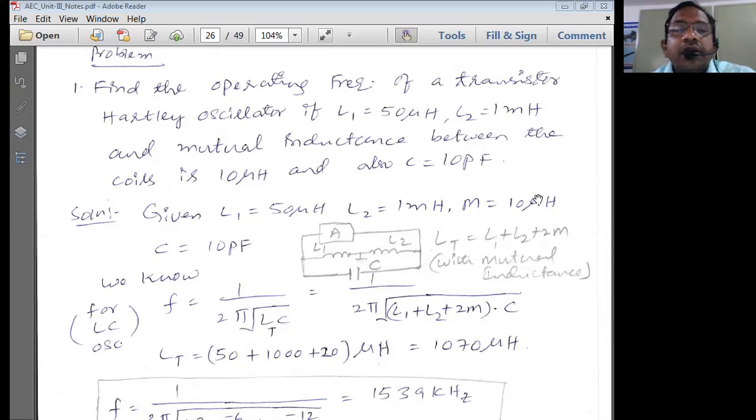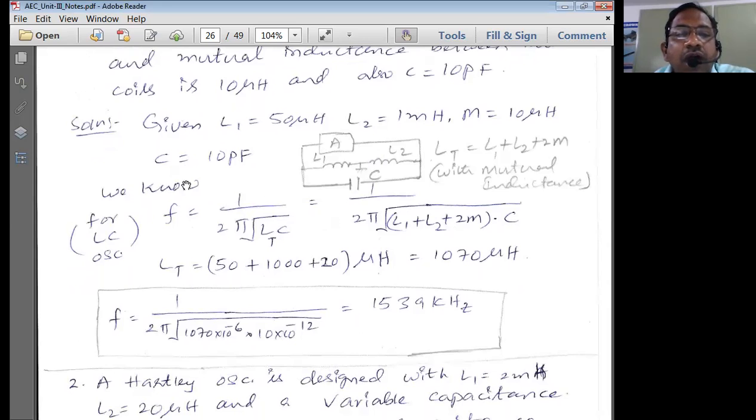So find the operating frequency of a transistor Hartley oscillator. So the given oscillator is Hartley oscillator. You have to find out the frequency of oscillations. That means operating frequency means what? What is the frequency of oscillations produced by the Hartley oscillator, if the circuit components L1 is given as 50 microhenry and L2 is equal to 1 millihenry, and the mutual inductance between the two coils is 10 microhenry, and also the capacitance is given as 10 picofarads.